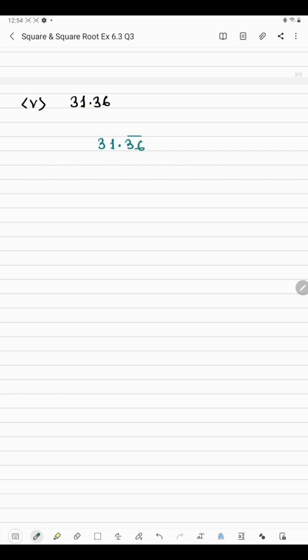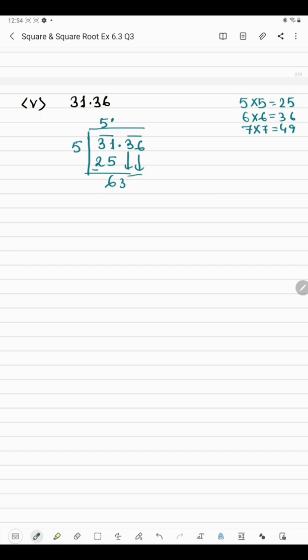Now in the last part we have 31.36. At first we will put a bar here. Now 7 7s are 49, we cannot take. 6 6s are 36, also we cannot take under 31. So 5 5s are 25, so we'll take 25 here. Now 31 minus 25 is 6. Now this point will be shifted here. Now 3 and 6 will come down. So it will become 636.